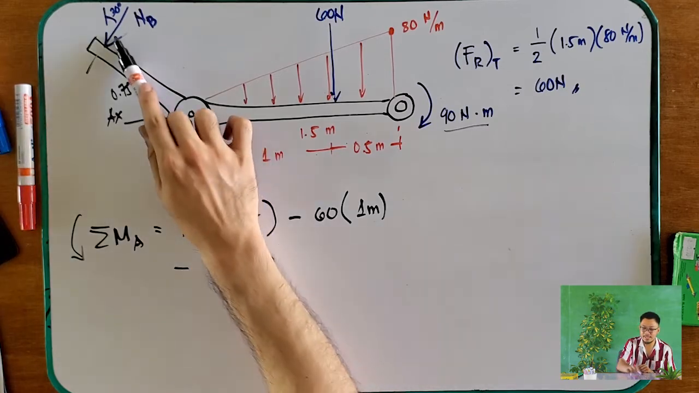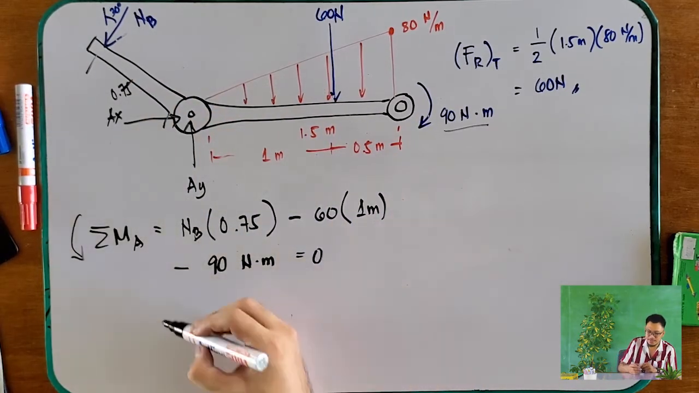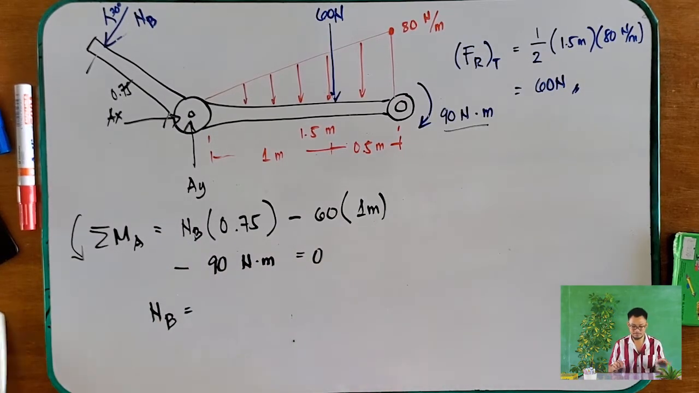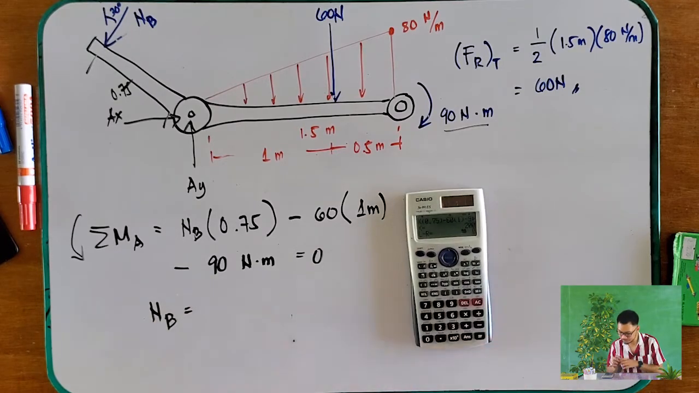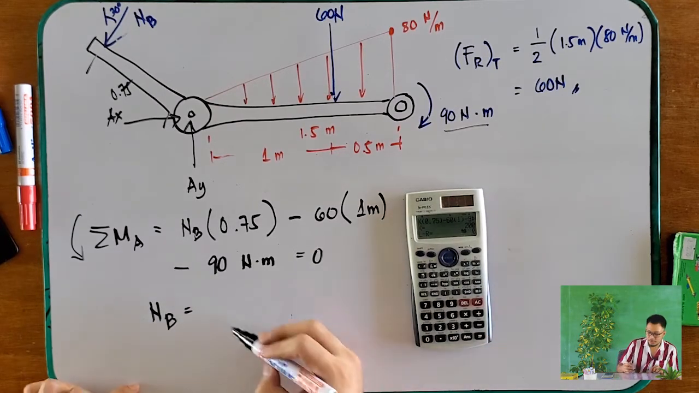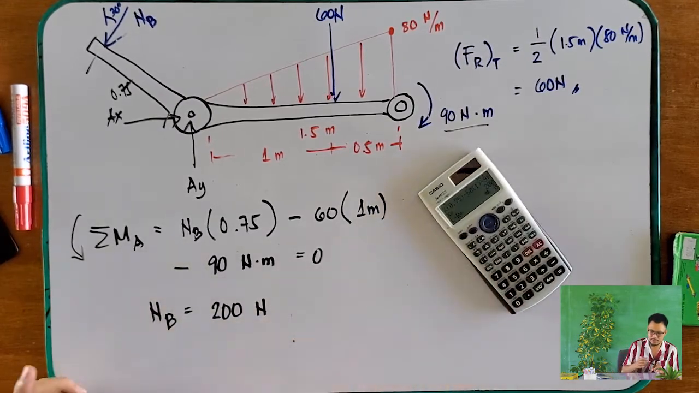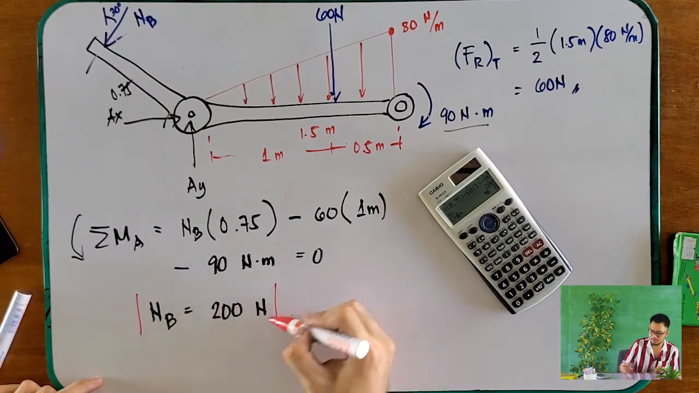Is there anything else? 1, 2, and 3. So, nothing else. Equals to 0. So, your NB here is 200 newtons. Okay? Right? That one is done.